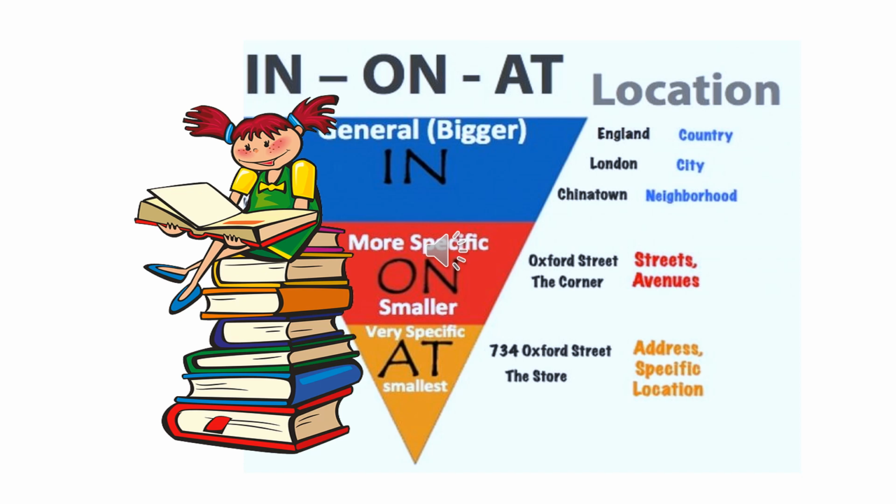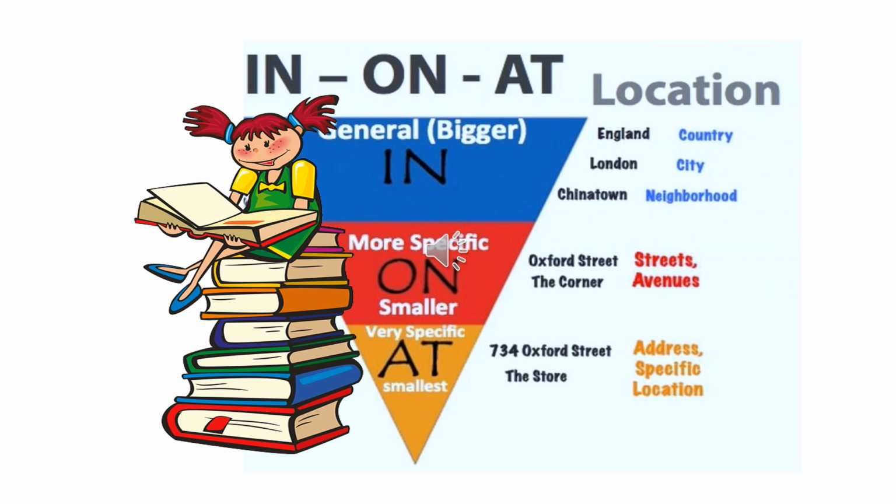After that we have on, and on holds a bit larger location, the red location. This is larger than at. That means at is smallest, and on is a bit larger. On deals with a specific location but a bit larger than at. Like on, it sits before streets and avenues, and streets and avenues are a larger area than a home or a specific small location.